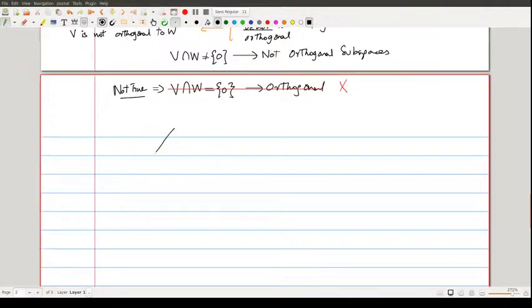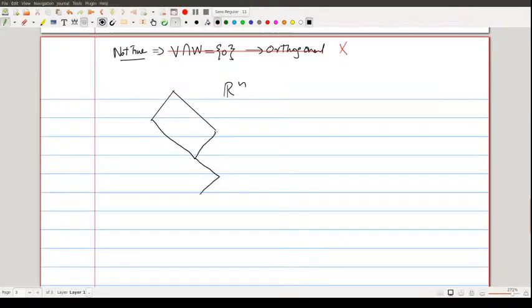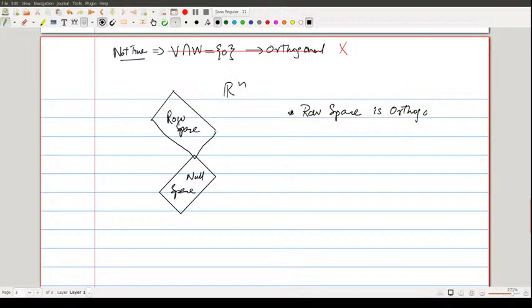So let's restrict ourselves to this left side, which was Rn. And we have the null space, row space, null space. And here's an important fact about these spaces. The row space is orthogonal to the null space.